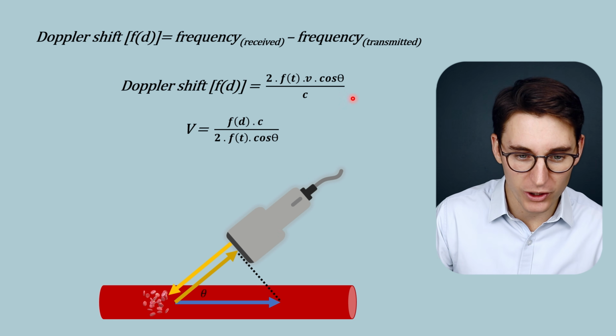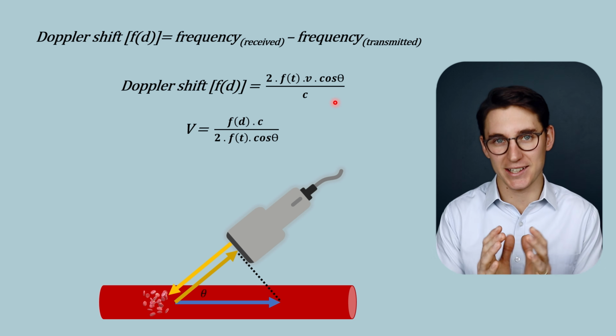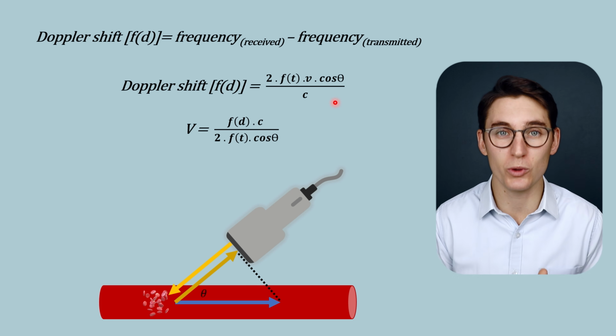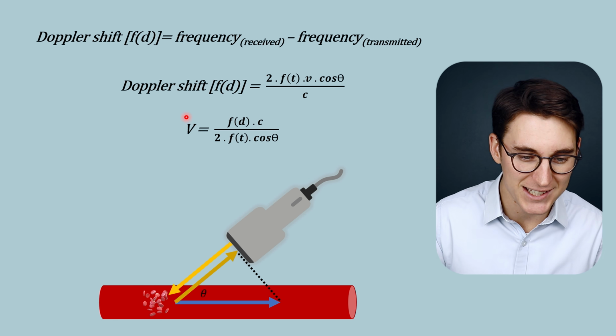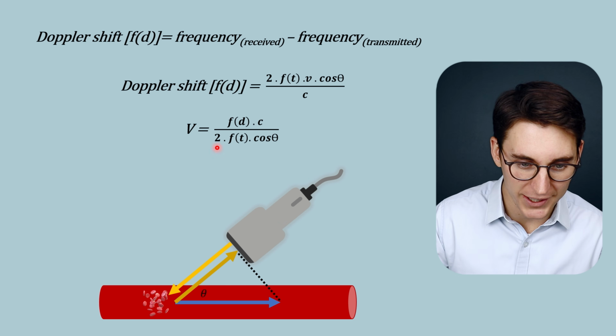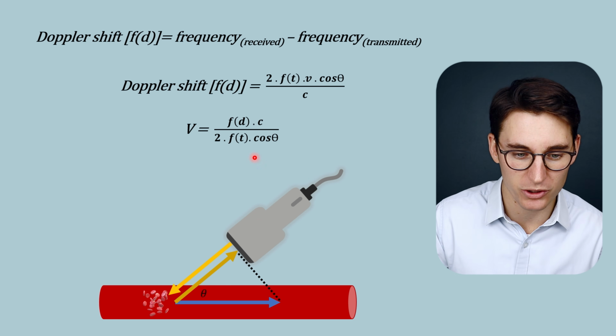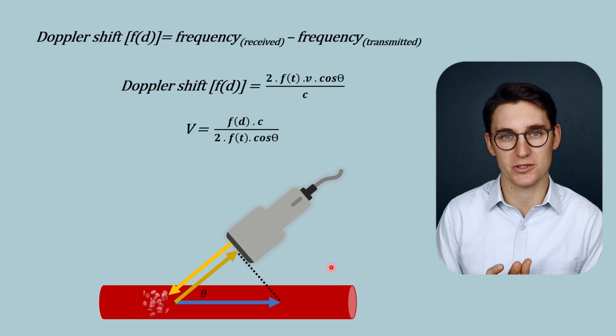Now, often when we're looking at this equation, the unknown variable, the thing we're trying to calculate, is the velocity of the object moving within our image. So we can rearrange this formula to isolate velocity, to isolate the unknown value. And we can plug in all of these values, all of which we will know, to calculate the velocity of the object moving within our tissues.